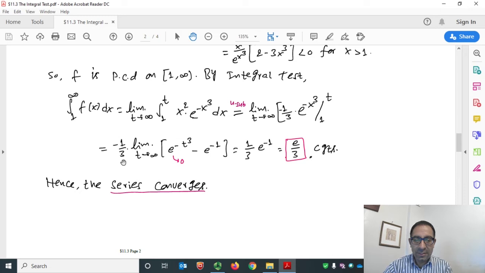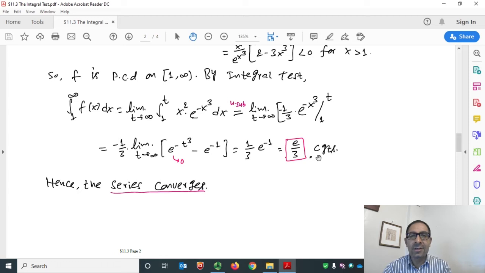Let's move on. Then the next step, put x equals t for the upper limit and x equals 1 for the lower limit and subtract those two results which we have here. Then take the limit as t tends to infinity: e to the power negative t cubed goes to 0. So then we have only negative times negative, positive 1/3 e to the power negative 1. So that means the improper integral converges.